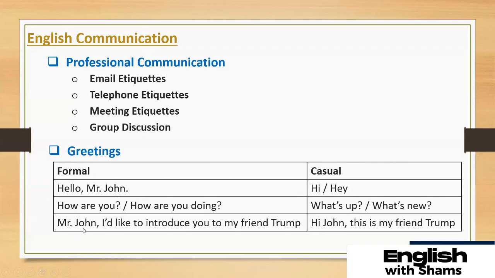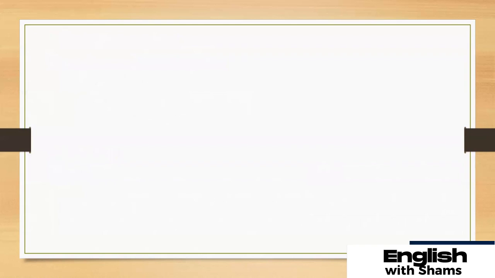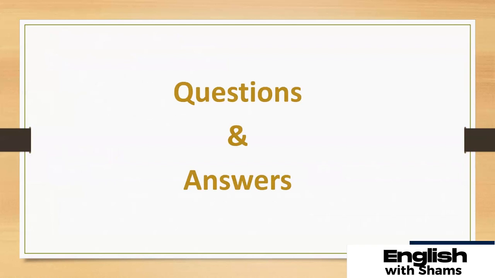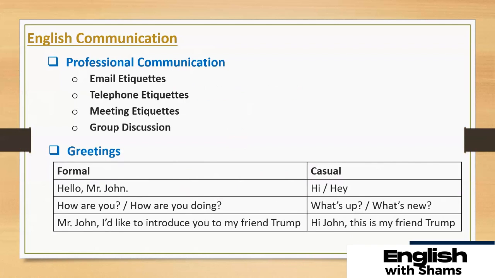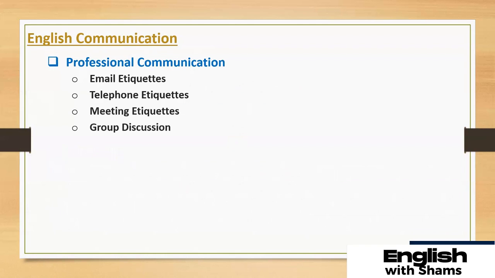Another example: Mr. John, I would like to introduce you to my friend Trump. In a casual way, you can express the same thing: Hi John, this is my friend Trump. So these greetings are part of this training. Then, any question here on whatever we discussed? So this is an overview of our business communication training.